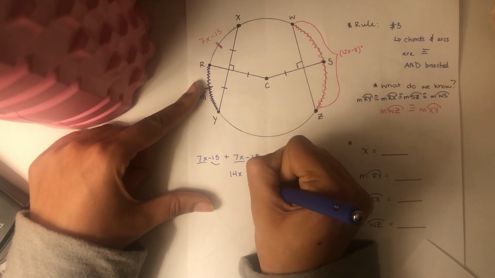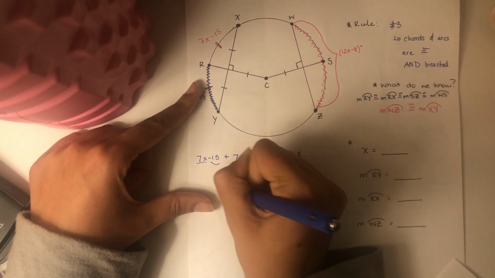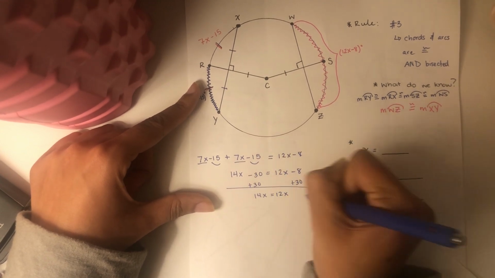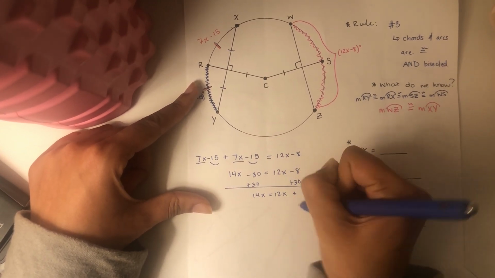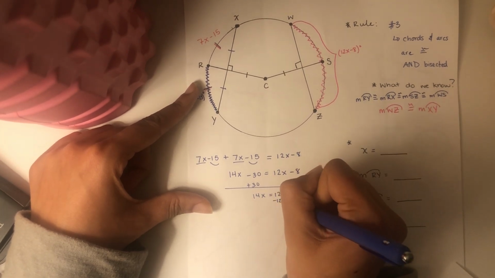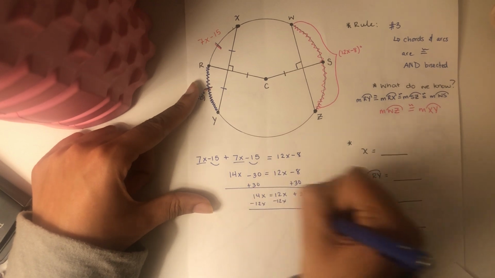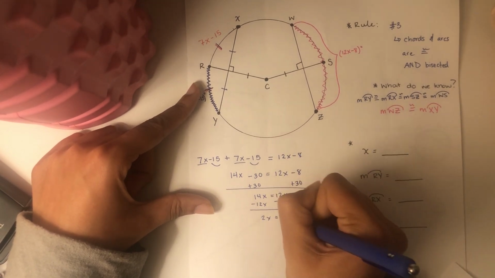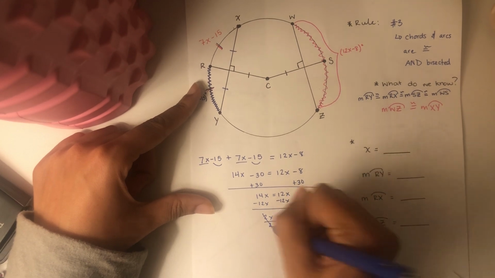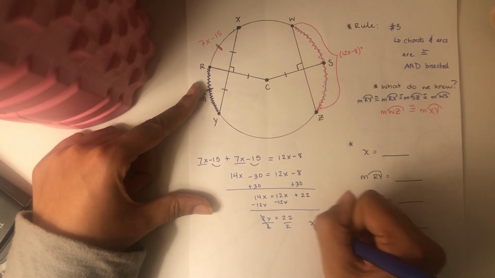I'm going to add 30 on both sides. I'm going to subtract 12x on both sides. I end up with 2x equals 22. We divide by 2. X equals 11.